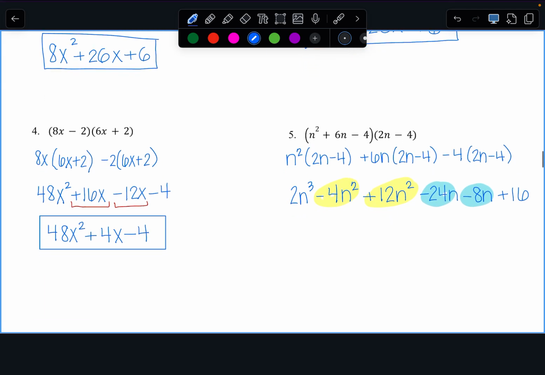So when we drop this down, 2n to the third stays there. But now we're combining a negative 4n to the second and a positive 12n to the second, which makes a positive 8n to the second. And then a negative 24 and a negative 8 make a negative 32. And then those had n's. And then we have plus 16.